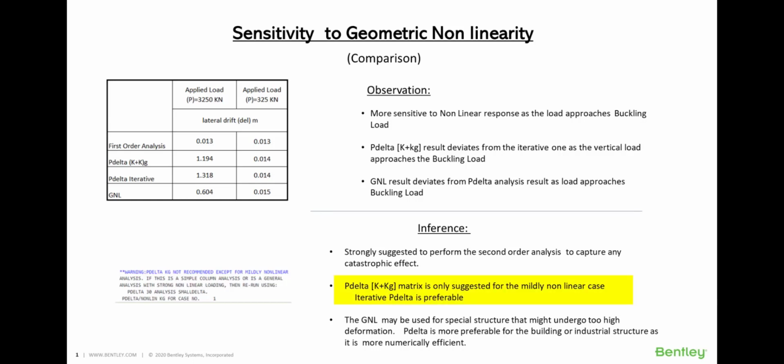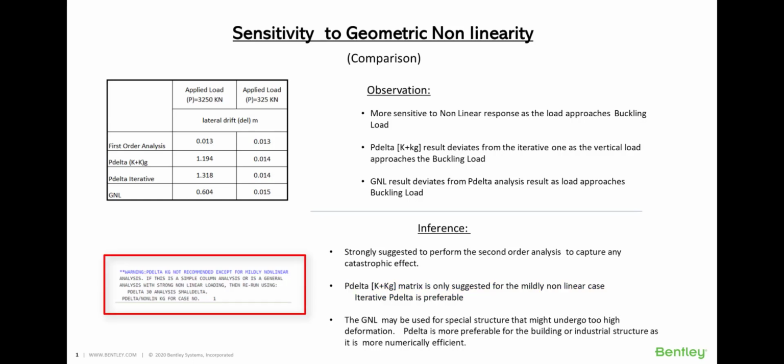The second inference that we can make is that the PDelta K plus Kg matrix is an approximate method. So only for the mildly nonlinear situation may we use the PDelta K plus Kg matrix. Or else for any other situation, we may want to perform the iterative PDelta analysis. And probably that is the reason that, while you perform the analysis with the PDelta K plus Kg matrix, you come up with a generic warning message in the ANL file as shown here.